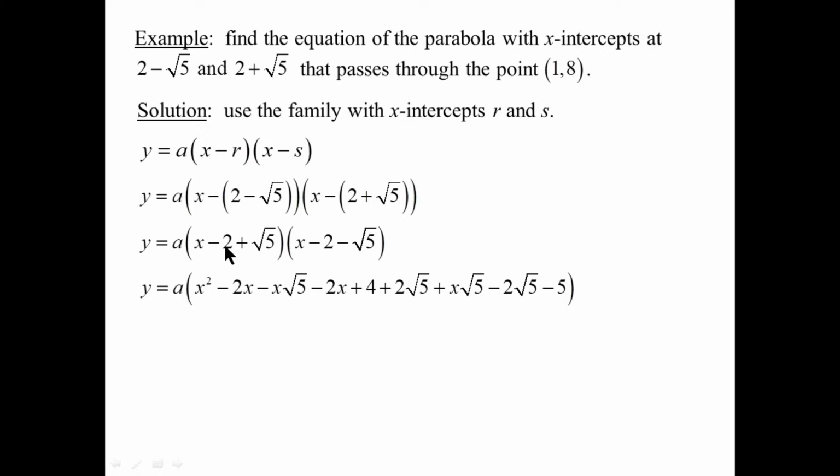x root 5. Minus 2 times x, minus 2x. Minus 2 times minus 2 is plus 4 here. And minus 2 times minus root 5 is plus 2 root 5. Negative times a negative is a positive. And root 5 times x is x root 5. And root 5 times negative 2 is negative 2 root 5.